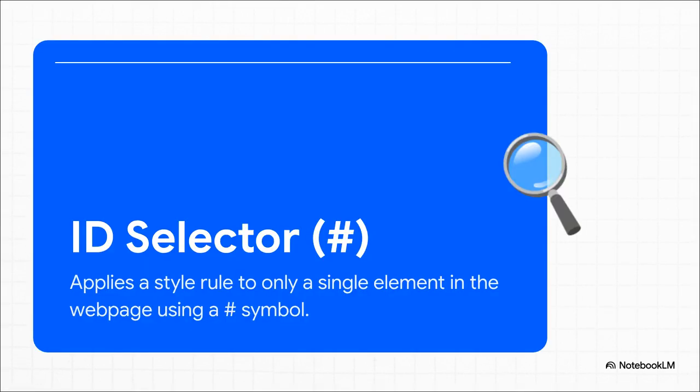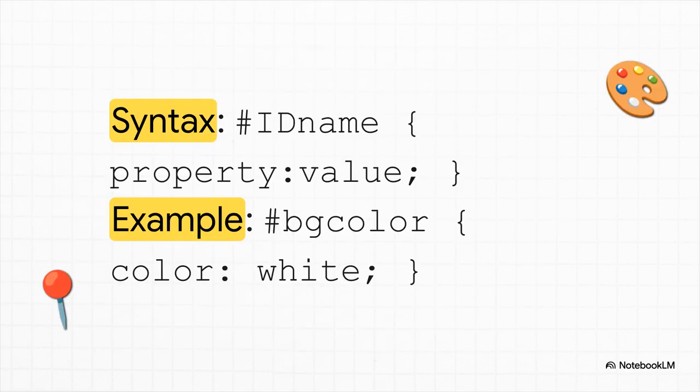And finally, we have the most specific, most precise tool in the whole kit, the ID selector. This is for that one-of-a-kind, show-stopping statement piece. You know, that unique chandelier in the entryway that needs its own special lighting rule that applies to nothing else in the house. An ID is for one and only one element. Its symbol is the hash sign or the pound sign. This rule will only apply to the one single element that's been given a unique ID of BG color. And that's really the main difference to remember. A class can be used on a whole group of things, but an ID is for one unique individual, a solo act.